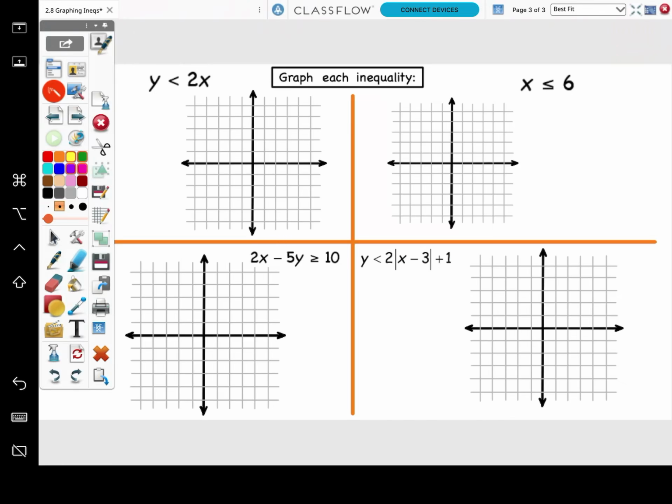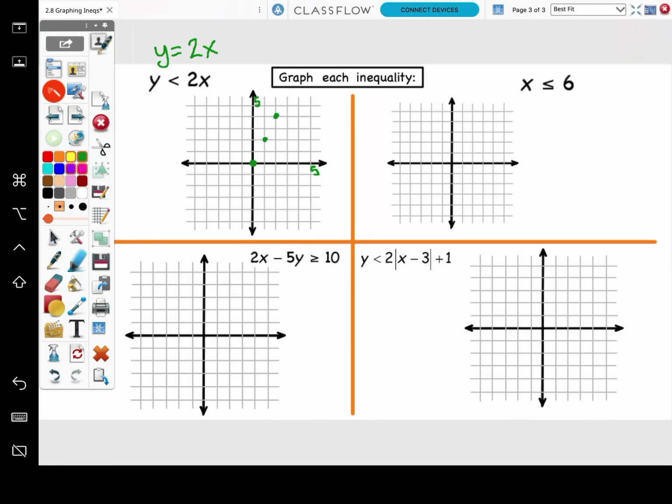So this first one, I have y less than 2x. So I'm going to think about the graph of y equals 2x. So it's a y-intercept of 0 and a slope of 2. So I'm going to go up 2, right 1. I can do that again if I want to.